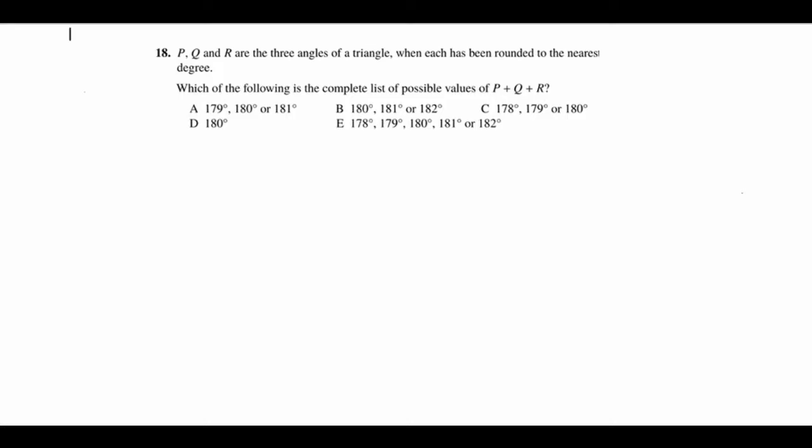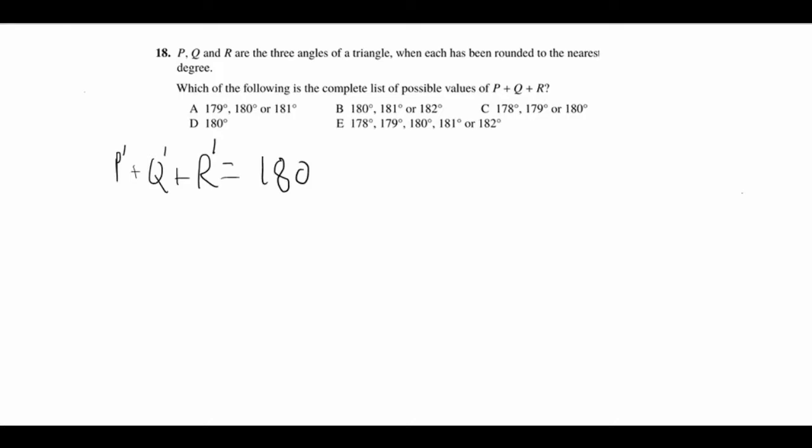Okay, question 18 is, P, Q and R are the three angles of a triangle when each has been rounded to the nearest degree. Which of the following is a complete list of possible values of P plus Q plus R? Okay, so if we let P dash plus Q dash plus R dash equal 180 degrees, where P dash, Q dash and R dash are the original angles of the triangle, we can now create some inequalities.